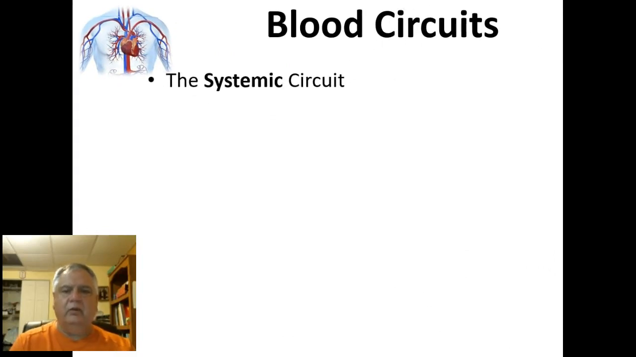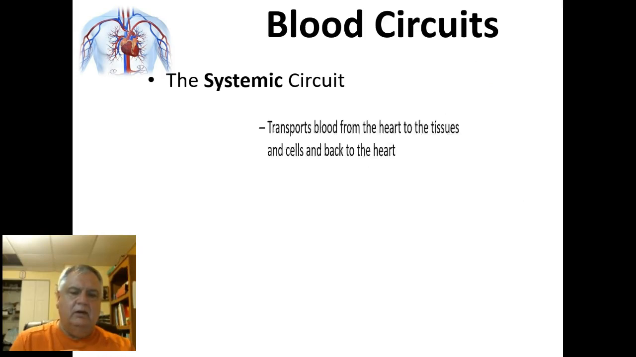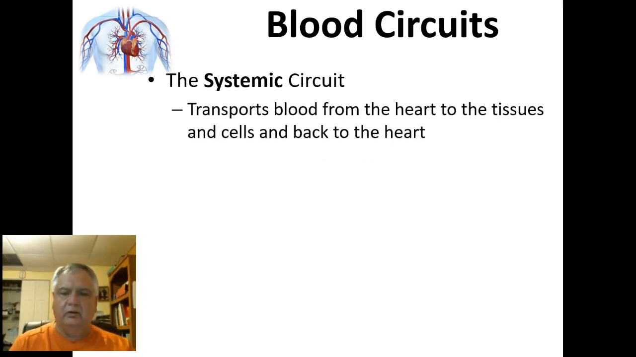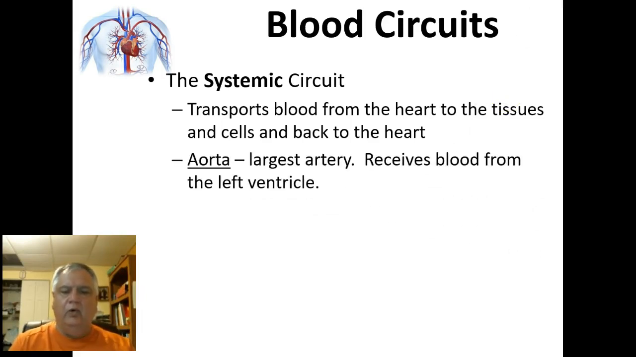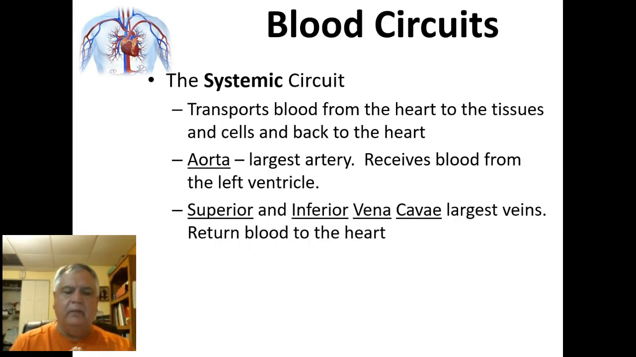The second main circuit we have is the systemic circuit. The systemic circuit transports blood from the heart to the tissues and the cells, and then back to the heart again. The aorta is the largest artery. It's going to begin the systemic circuit. It's going to receive blood from the left ventricle, and we've been talking about that. So blood exits the left ventricle into the aorta. The aorta gives off branches of arteries that allow the blood to pass out to the different areas and tissues of the body. Forms the capillary beds.